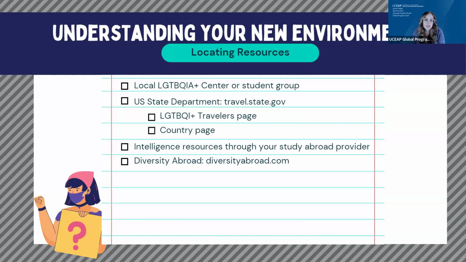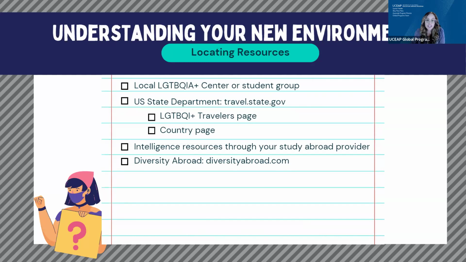And then also thinking about your environment, locating resources. Is there a local LGBTQIA+ center or student group that you can connect with once you're there? Can you start to make those connections prior to departure? The US State Department has travel advice on their website for the LGBTQIA+ community. They have a general page that says LGBTQI+ travelers, which will give you more general travel advice. And then each country page has a section under local laws and special circumstances that will give more detailed information for that particular country.